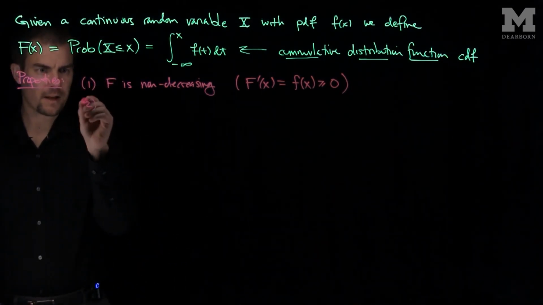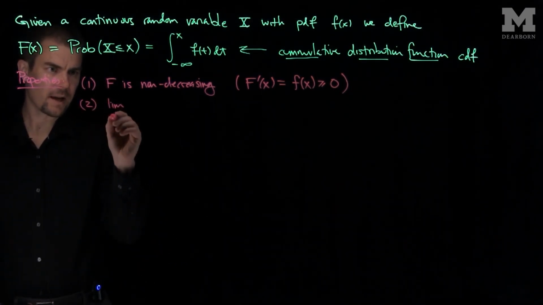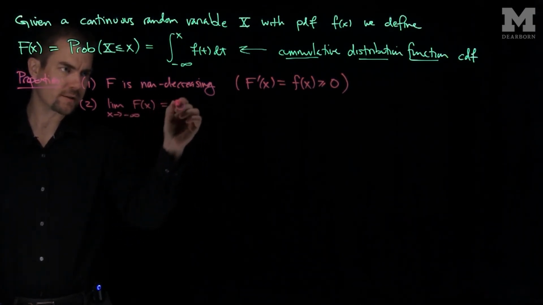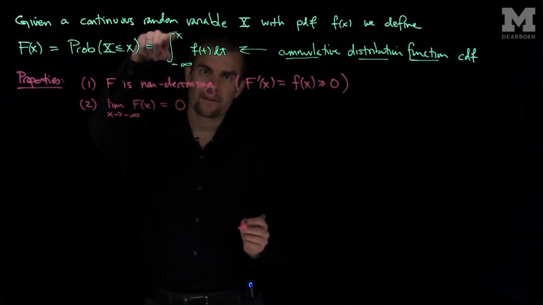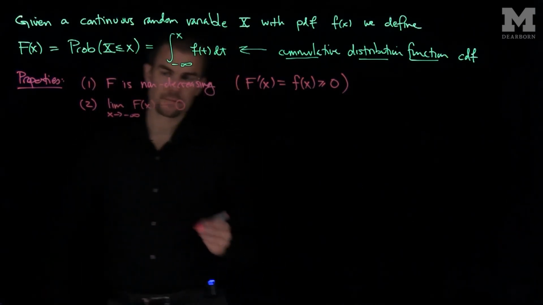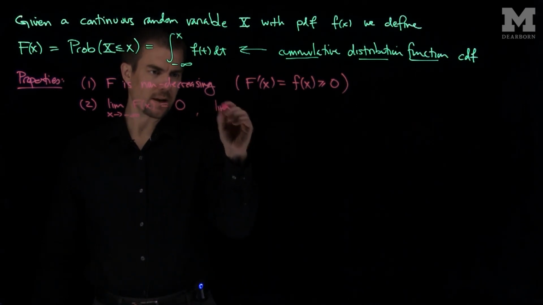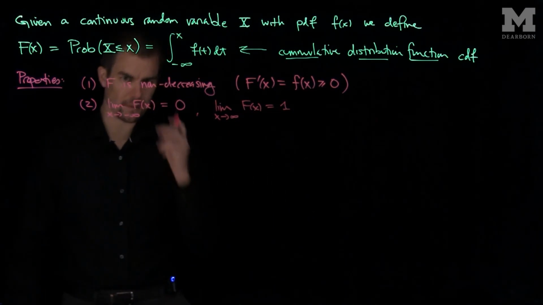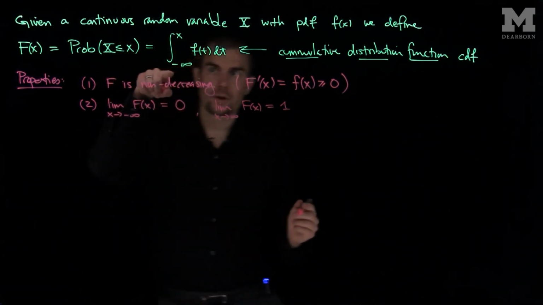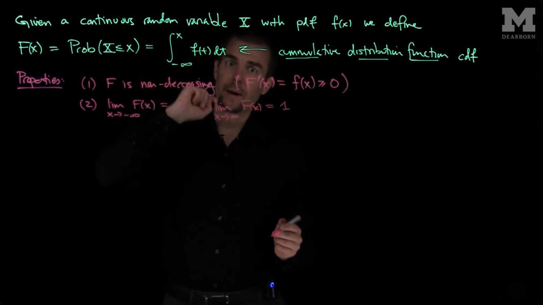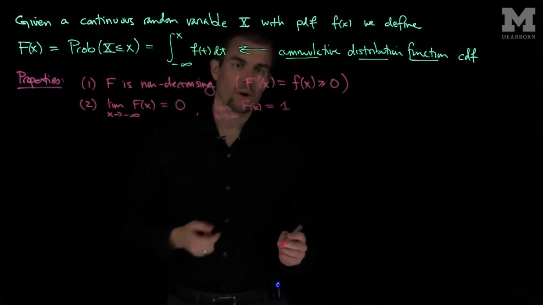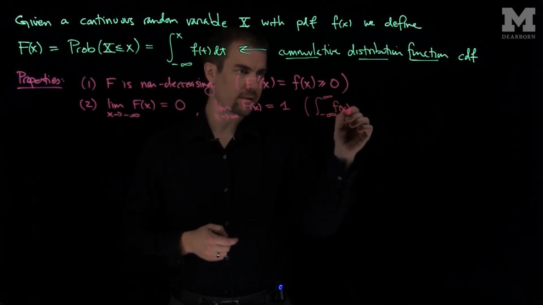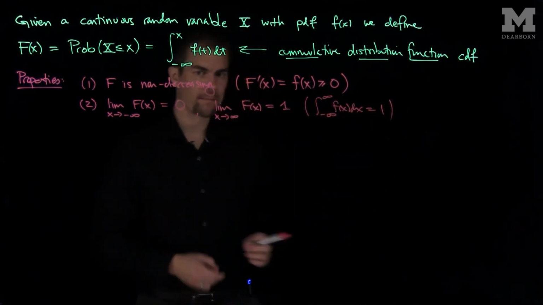We can see that if we look at the limit as x goes to negative infinity of F of x, we should get 0, because that would be the integral from negative infinity to negative infinity, and that should be nothing. Likewise, the limit as x goes to infinity of F of x is going to be equal to 1. Because as I let x go to infinity, this goes to the integral from negative infinity to positive infinity, and that will be equal to 1 by the property of the PDF, that the integral from negative infinity to infinity of f of x dx is equal to 1.